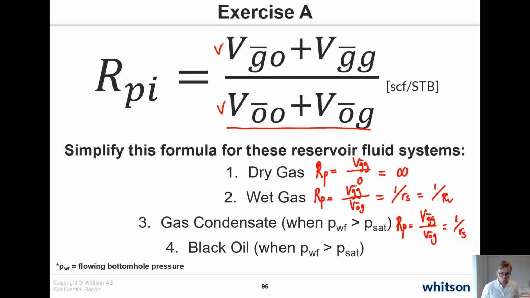Very nice. For the black oil case, we get something similar. Then we only have oil in the reservoir, so that's the reservoir oil, and we can skip these two terms right here, and we're left with Rp equals VG hat O over VO hat O, which is equal to Rs. So this is the solution GOR definition that we have talked about earlier.